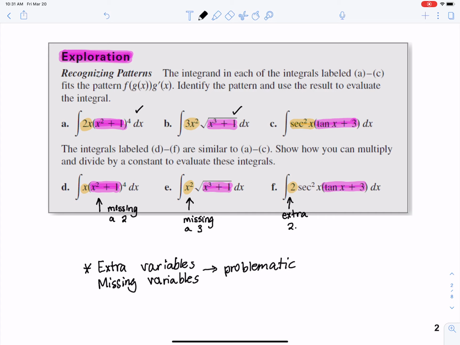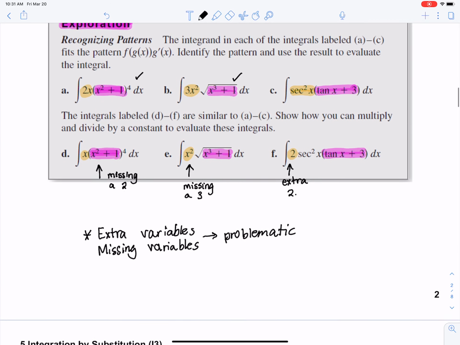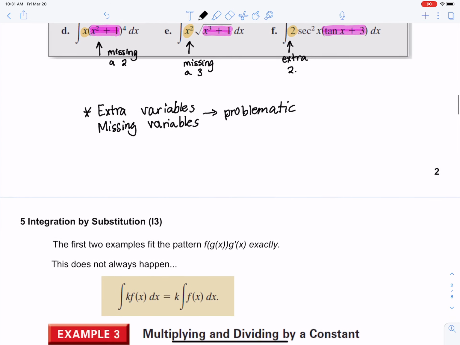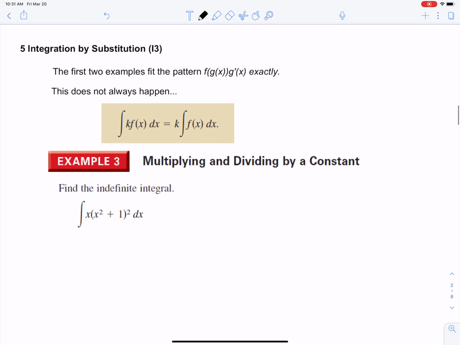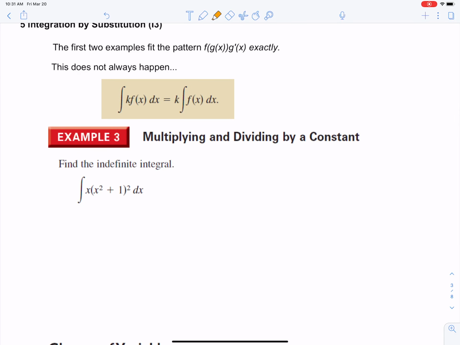So let's look at some examples of how to actually do this when numbers are missing or extra numbers are there. So we look at our function. We say, here's the inner function, x squared plus 1. I take the derivative, I get 2x. I'm only missing a 2. So what I'm going to do is I'm going to put a 2 in there, but now I've changed the question. So I'm going to balance it out by dividing by a 2 so I don't change the question. So now my 2 is there with the x, and I sort of have an extra 2 floating on the bottom. So substitution will work.